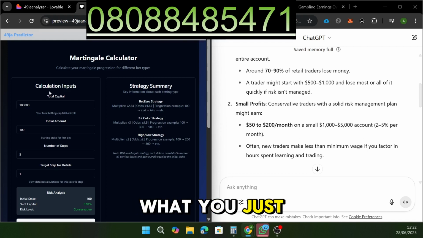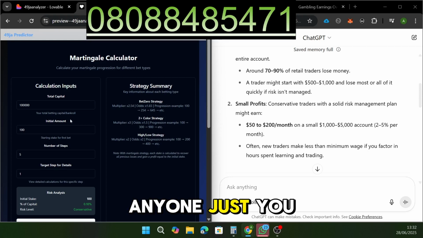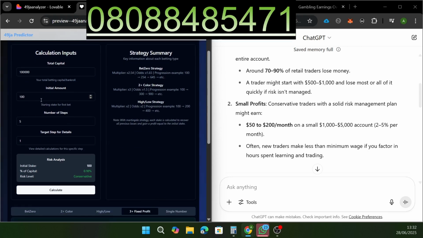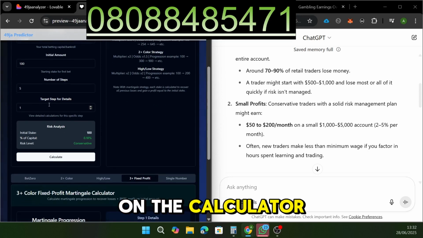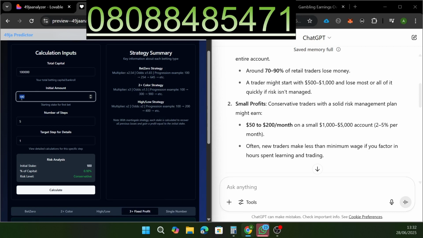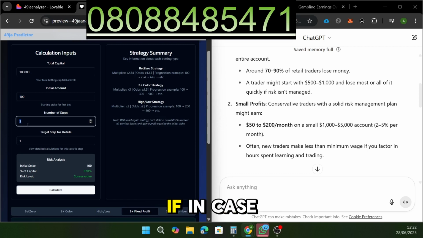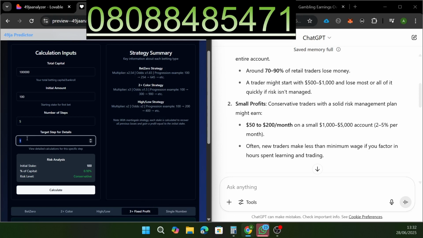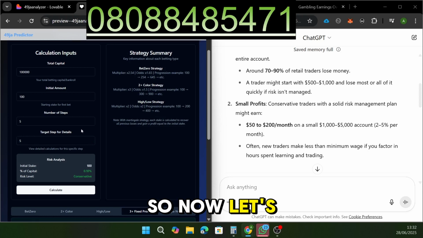What you just need to do is split this capital into 10, or into 5, whichever you feel comfortable with. Just come here and go on the calculator. Click on the initial amount you want to start with. You have 100,000, start with that. You have a step here: the amount in case you lose, the consecutive losses you can hold. Then put the same here.